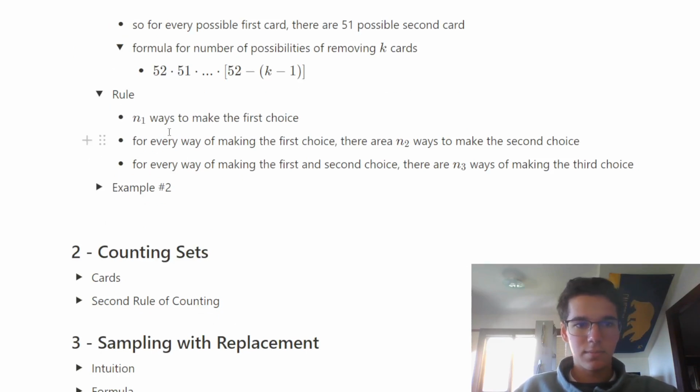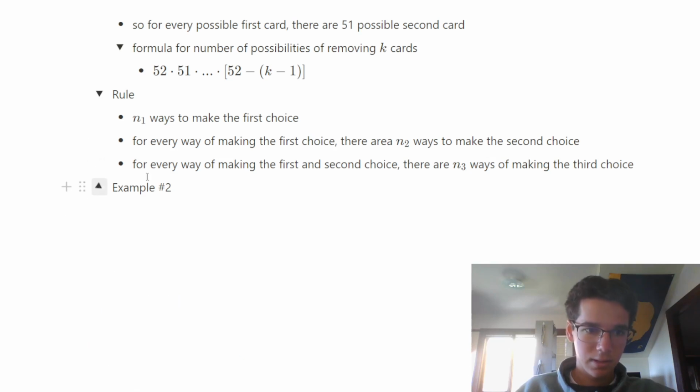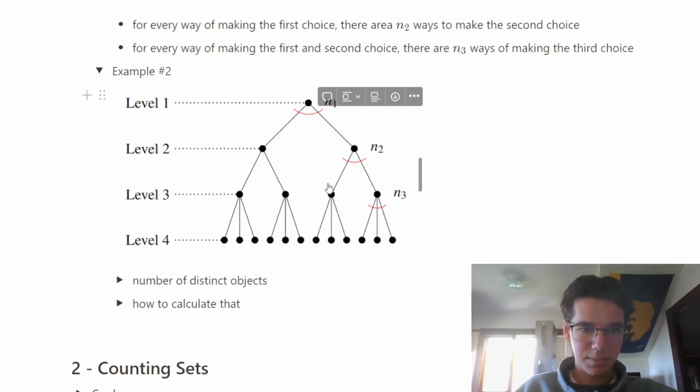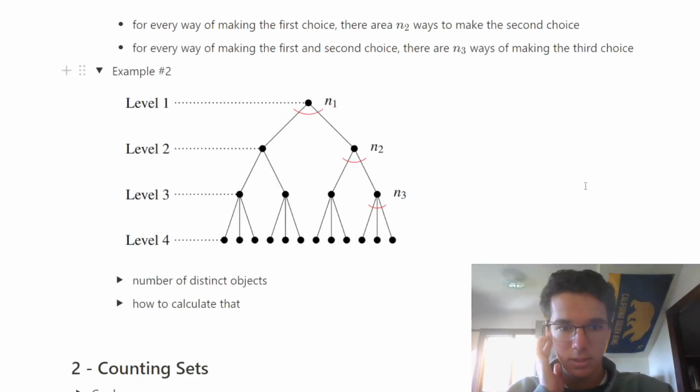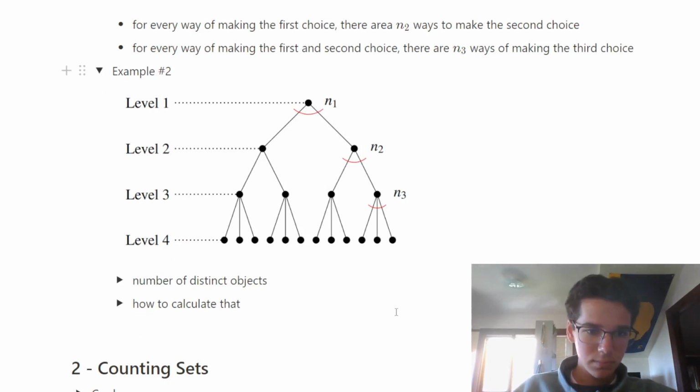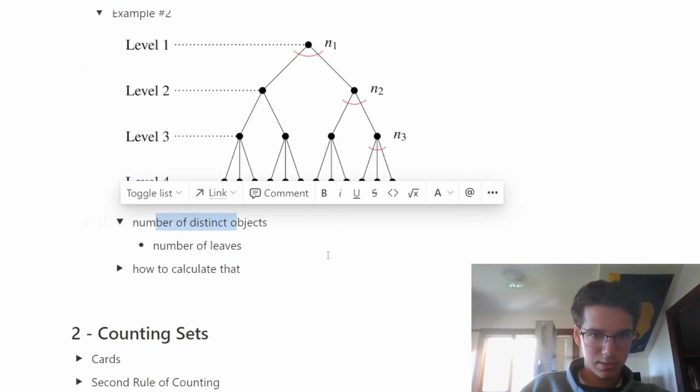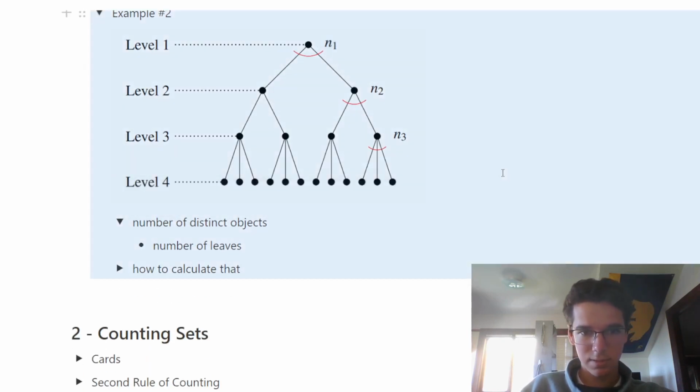Basically, there are N1 ways to make the first choice, and for every way of making the first choice, there are N2 ways of making the second choice, and for every way of making the first and second choice, there are N3 ways of making the third choice. You can think of this as a tree too. There's a distinct number of objects, the number of leaves.